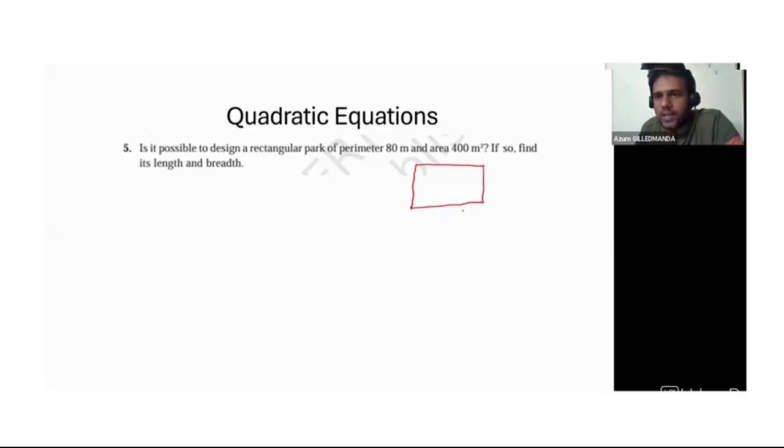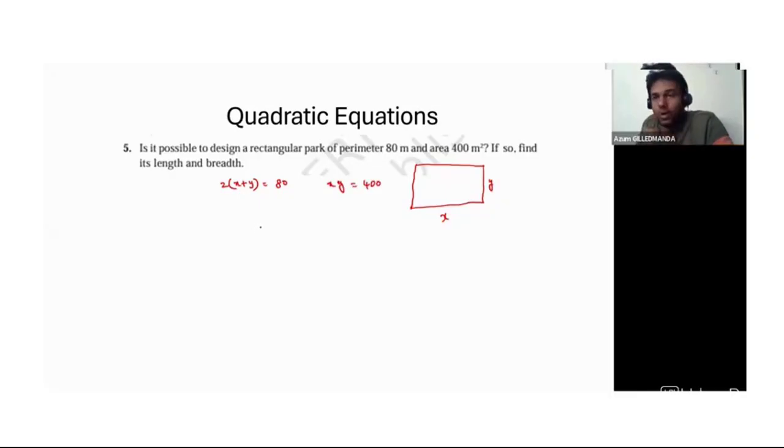Let's say this is the rectangular park and say its length is x, and the breadth is, let's say, y. So what is the perimeter? The perimeter is 2 times length plus breadth. Perimeter is nothing but the sum of all the sides, x plus y plus x plus y. So 2 times (x plus y) is 80. That's one equation. And what's the other equation? It's area. What is area? x into y, that is 400 meters square.